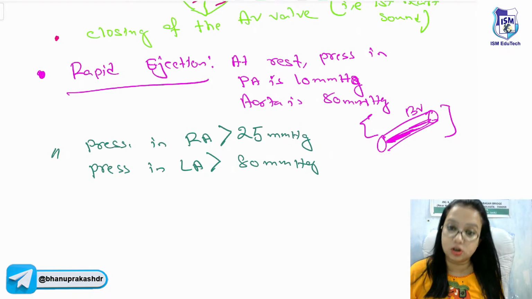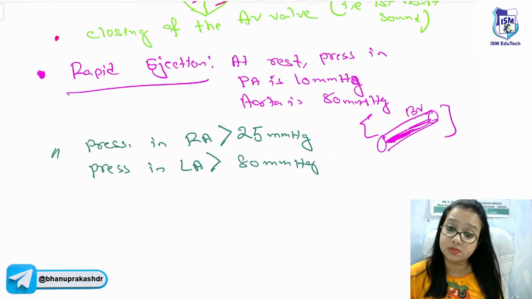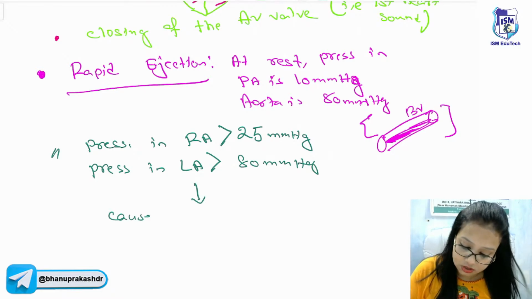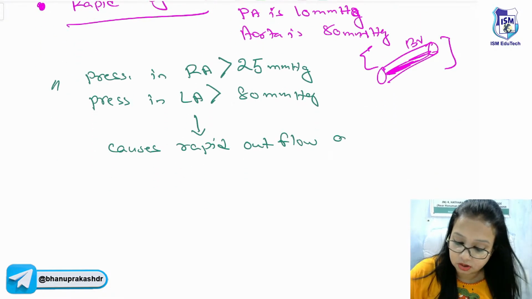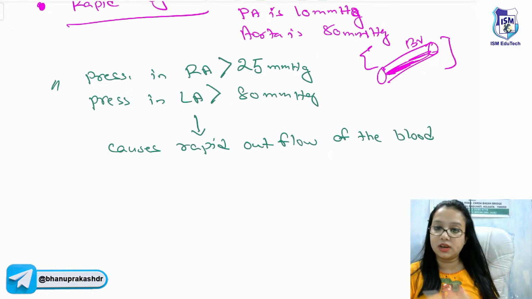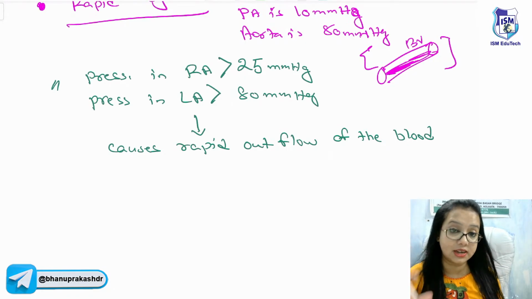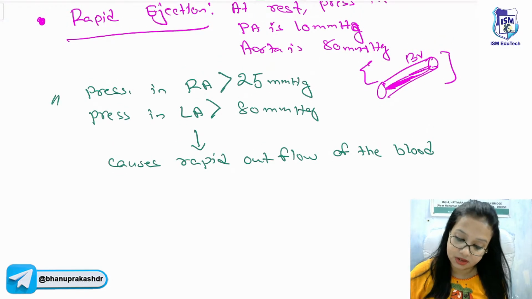So does the aorta. During ejection, the pressure in the blood vessel increases. They become the same as that of the ventricles. So this causes rapid outflow of the blood from the right to the lungs and from the left to the periphery. This is like the basics, the criteria. This is what we need to get oriented to. Now, this is rapid ejection.